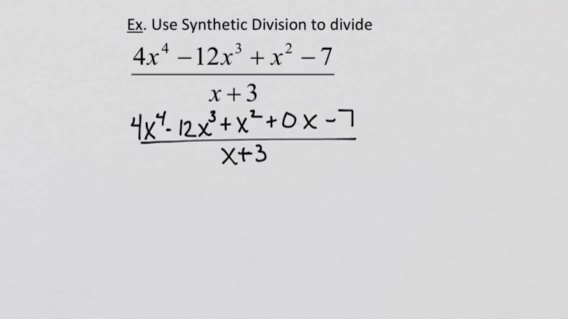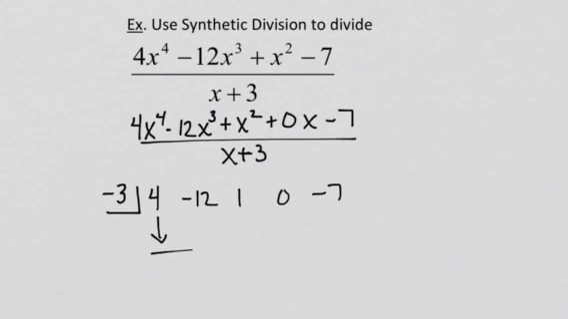So what we'll first do is put the number in the box. The k value that we're considering here is based on this x plus 3. We'll take the opposite than what it appears, negative 3. So we'll do a backwards L shape that I'll call the box. We'll use the number negative 3. And then the coefficients of the numerator we will use to the right-hand side of the negative 3. So the coefficients are 4, negative 12, 1, 0, and negative 7.